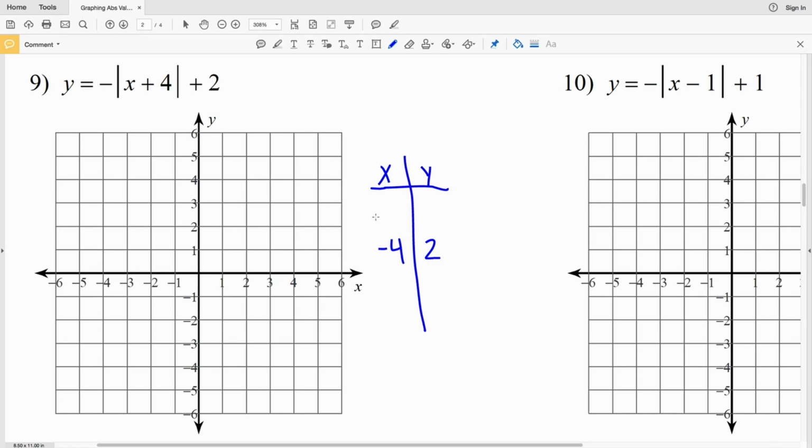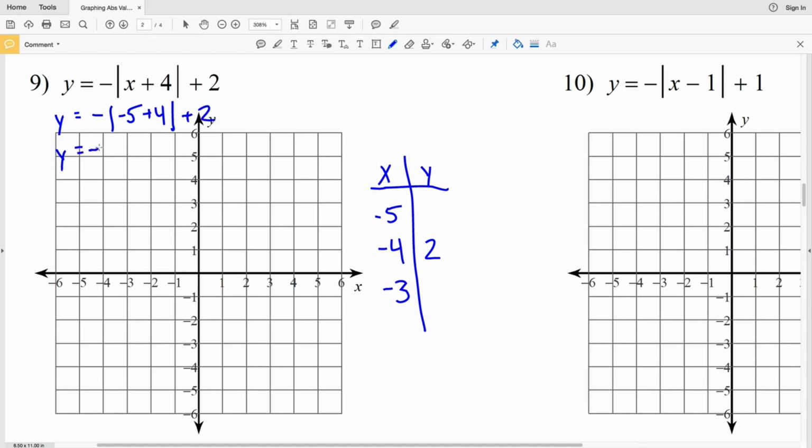We're going to pick an x value that's 1 less than -4, so that's going to be -5, and an x value that's 1 greater than -4, so that's going to be -3. And like I said, since the absolute value function is symmetric, the y values will be the same. So let's just plug in -5. We have y equal to the opposite of -5 plus 4, the absolute value of that quantity, plus 2.